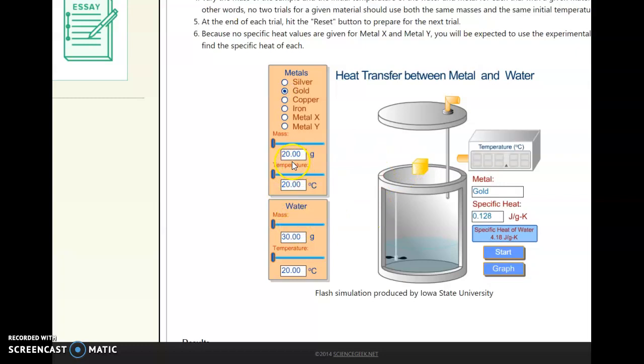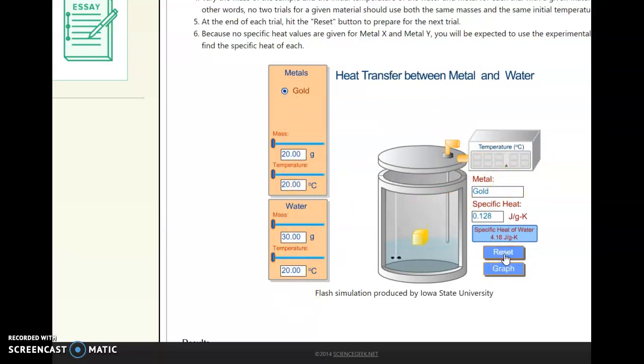So if I were to take gold, again, I can start off with 20 grams of gold. If I just leave the temperature alone, it's going to start off at 20 degrees Celsius. I can see that I have 30 grams of water, and the initial temperature of the water is 20 degrees Celsius. So if I were to drop this piece of gold into the water, I'm not going to see a change in the temperature of the water because they're already the same temperature.